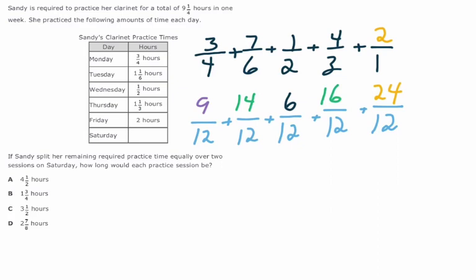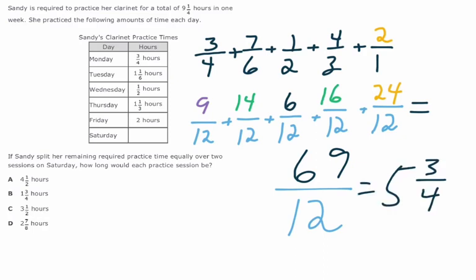Now I need to add. We don't add denominators, just numerators. So we get 12 as the denominator, and if you add them all together, you'll get 69 twelfths, or 69 over 12, which is an improper fraction. We can convert that into a mixed number. 12 goes into 69 5 times, and then you have a remainder that gets you to 3/4 essentially. If you simplify, 9/12 is what you really get, and then you simplify that to 3/4. So this is how much time Sandy has practiced so far. It's not all of her time, but she's done that so far.